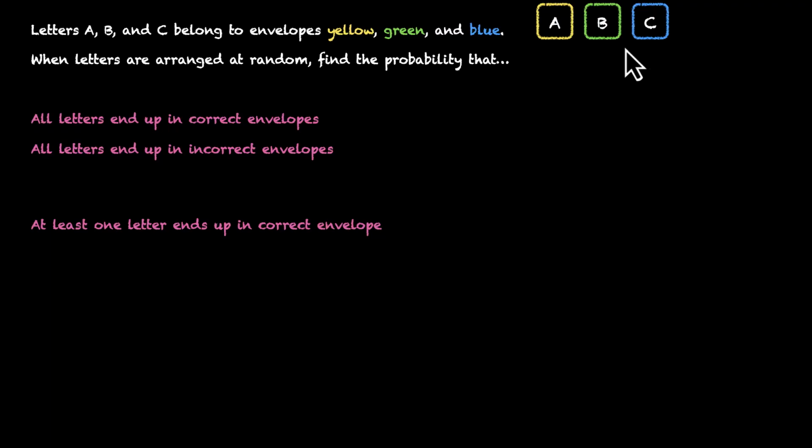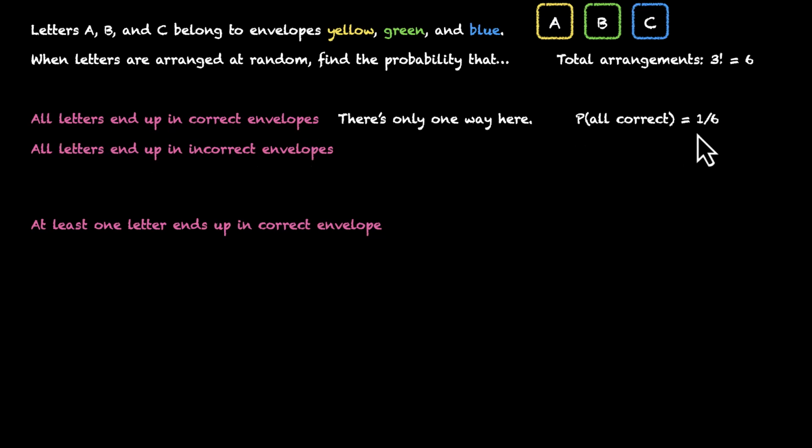So we have these three slots and we are arranging A, B, and C. We can arrange them amongst themselves in 3 factorial ways. So total arrangements are 3 factorial, that's 6. So we have 6 possible arrangements. Of these 6, there's exactly one that's correct. A first, then B, then C. This means there's only one way in which we can have all letters ending up in correct envelopes. Probability here, that's going to be 1 divided by total arrangements, that's 6. So probability here is 1 by 6.